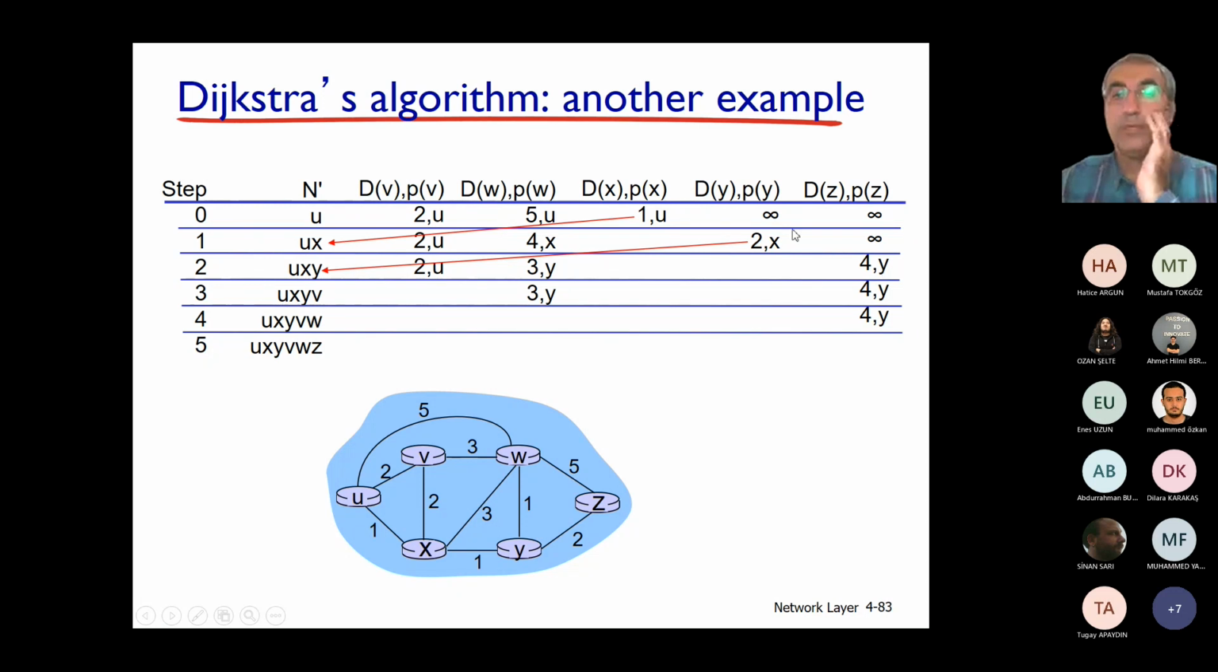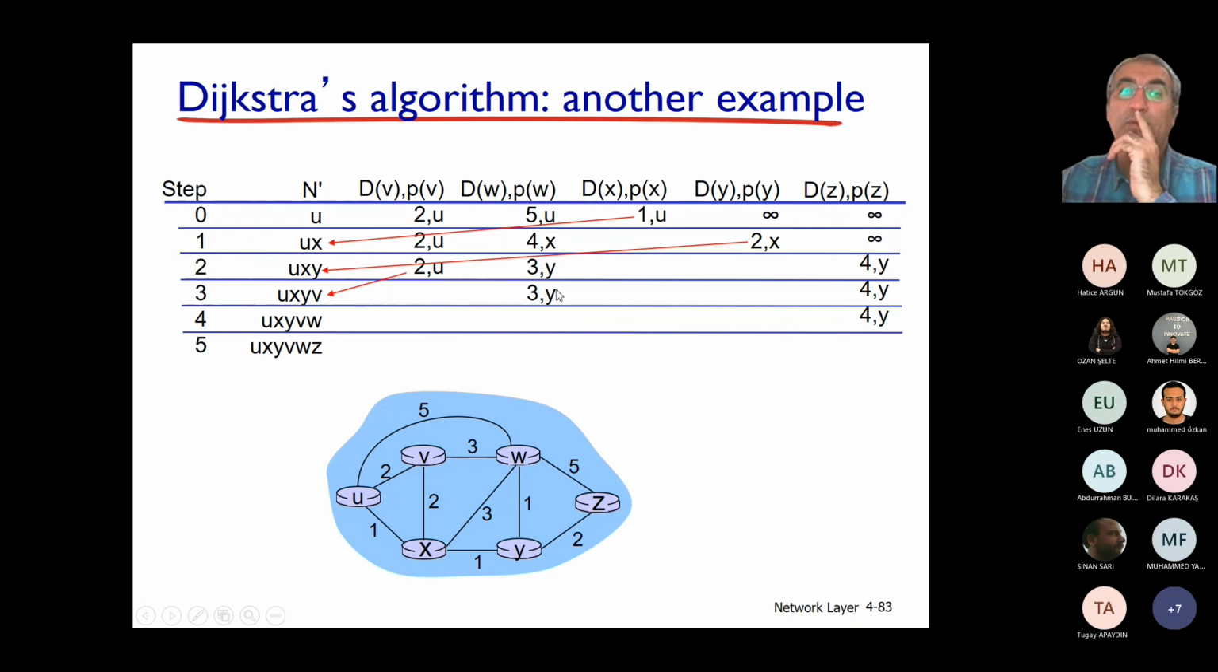And then we are skipping X and Y. Now Z, because Y is on the path and Z is adjacent to Y. Now we can calculate the D value for Z, which is going to be 1 plus 1, 2, plus 2 equal to 4. That's why we calculate it as 4, and the predecessor node is Y. So now we have 2, 3, 4. Which one is the minimum? Of course, this 2. So we add the node V to the N' set.